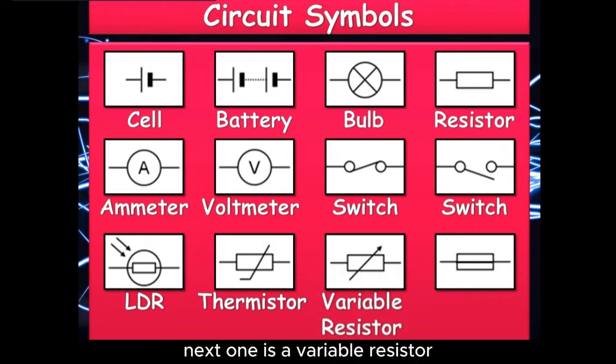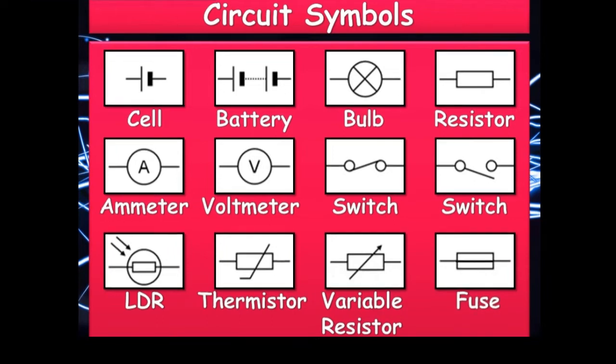The next one is a variable resistor, where the length of the wire is changed and hence the resistance is changed across this resistor. And the last one is a fuse that is used in series to the live wire.